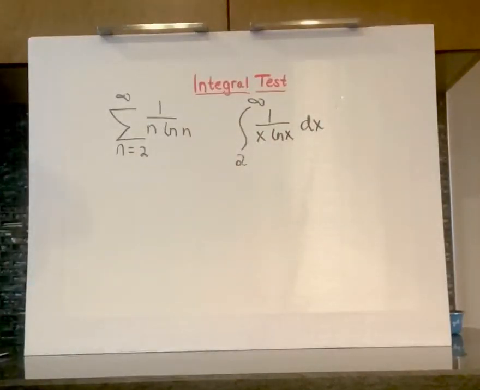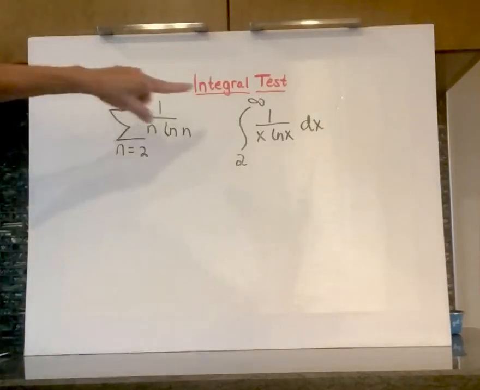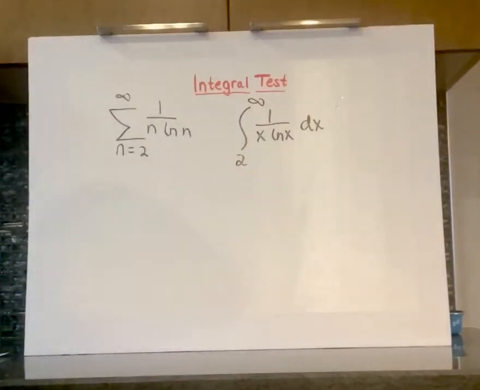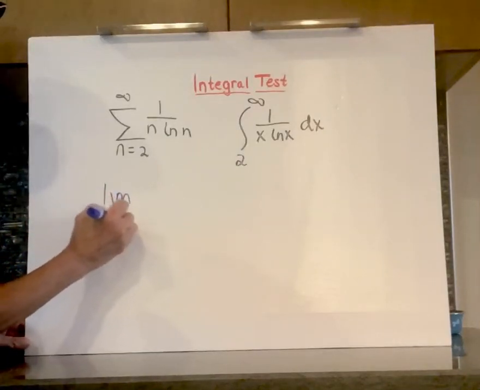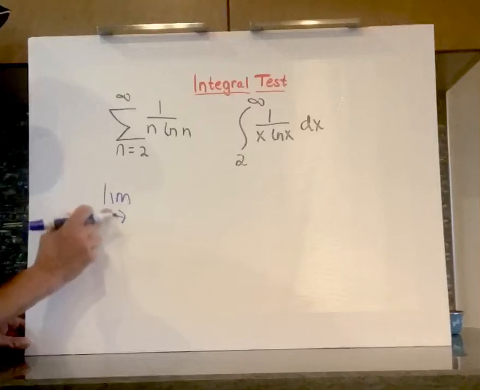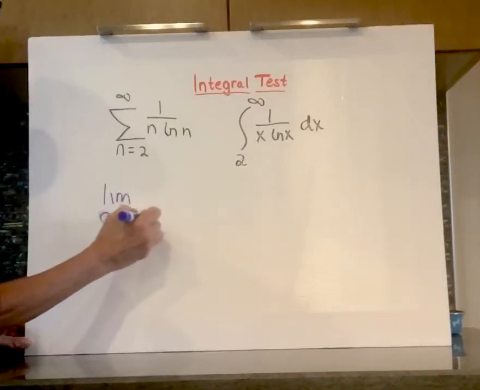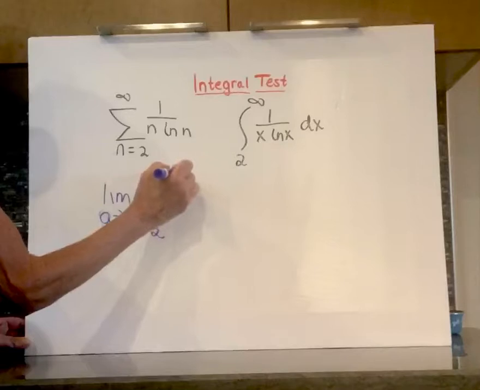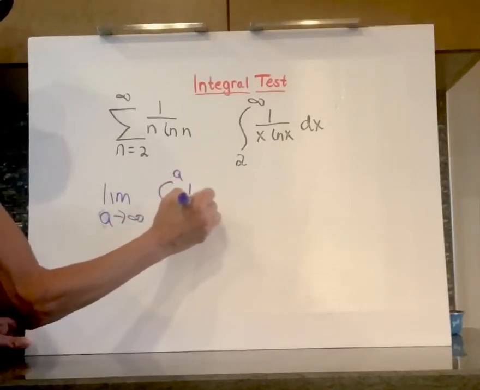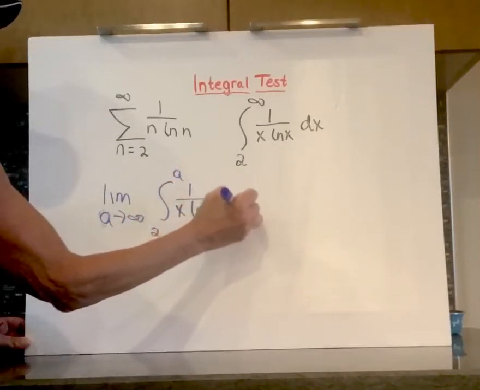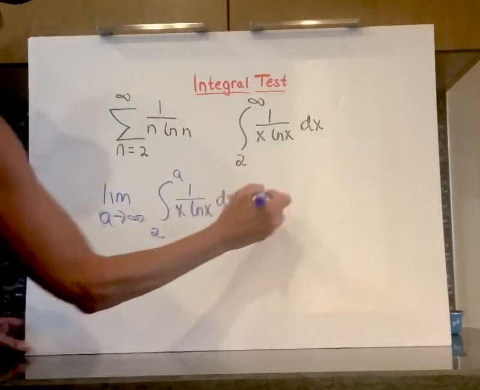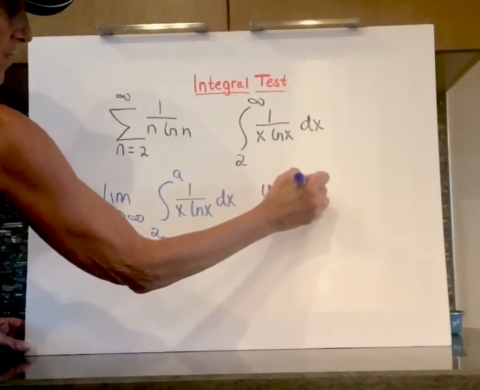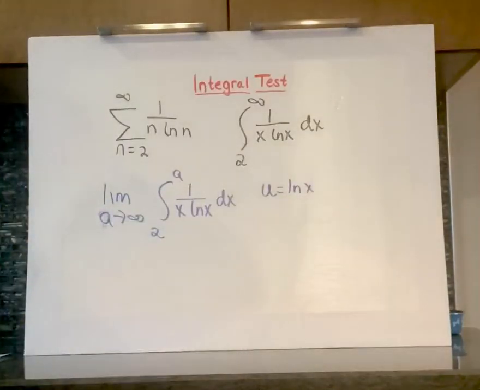Okay, the one on the right is something that you know how to integrate. Remember, having an upper bound of infinity is a bad thing, so we do something like this. Limit as a is approaching infinity, you're going from 2 to a, 1 over x ln of x dx. And this is something that you've done before. I'll give you a hint. It's a u sub, and your u is ln of x, and you can take it from here. And this is the only one really that you have to use the integral test for.